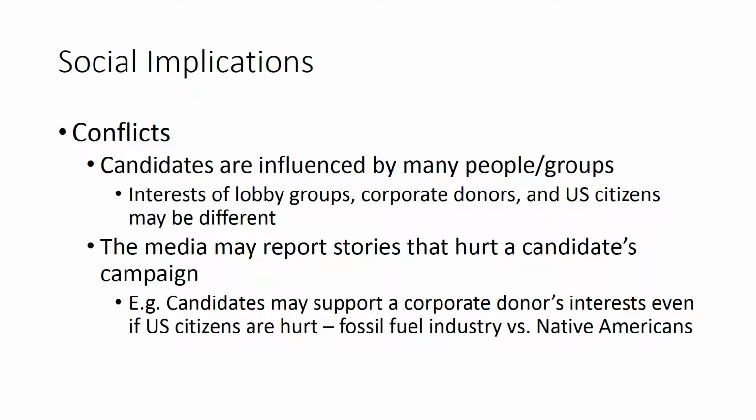The media may keep candidates honest. For example, sometimes politicians owe groups and corporate donors favors. They may look out for special interests instead of U.S. citizens. A recent example of this is the government support of the Dakota Access Pipeline, even though there have been protests by members of the Sioux Rock tribe. The media reports stories that expose the candidates' ties to the special interest groups.